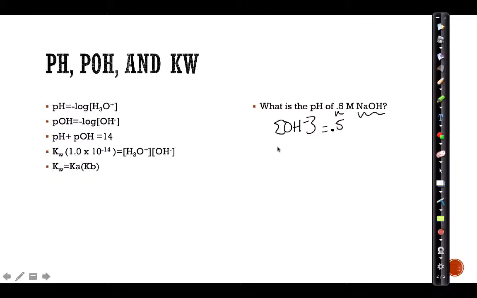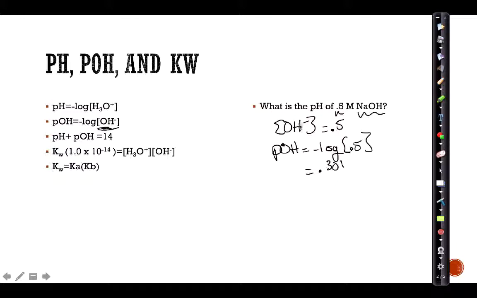All right, so if I want the pH, I need the concentration of hydronium. Or I could solve for the pOH and get the pH that way. So pOH is equal to the negative log of the concentration of hydroxide, which is 0.5. Well, once I do that, I'm going to get 0.301.